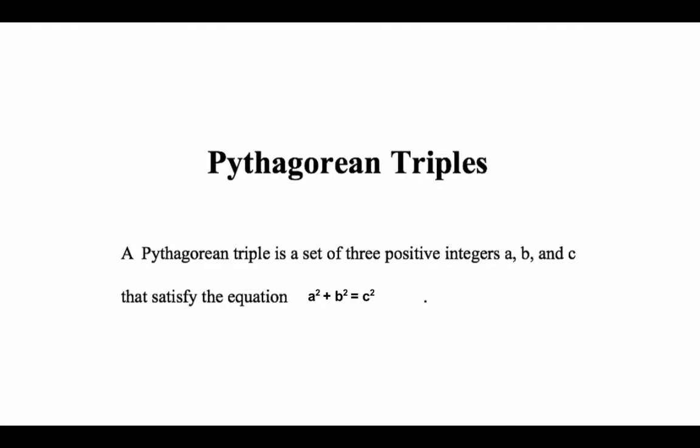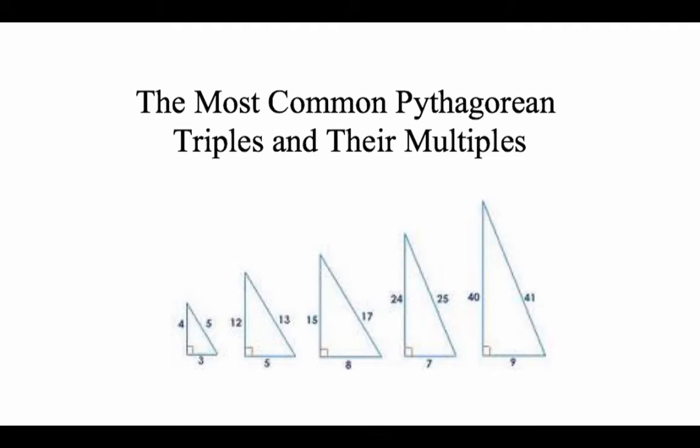A Pythagorean triple is a set of 3 positive integers, a, b, and c, that satisfy the equation a squared plus b squared equals c squared. Here are the most common Pythagorean triples. It's 3, 4, and 5, which gives you a perfect right triangle with all whole numbers. Another one is 5, 12, and 13. 8, 15, and 17. 7, 24, 25. And I believe that says 9, 40, and 41. We'll go back over that if I'm wrong.